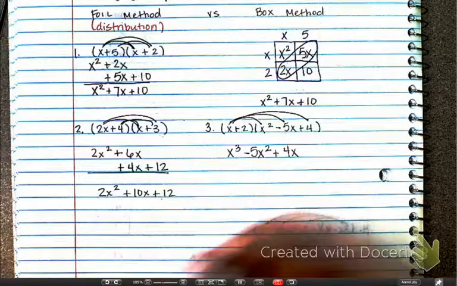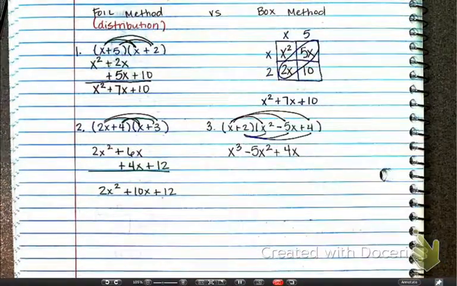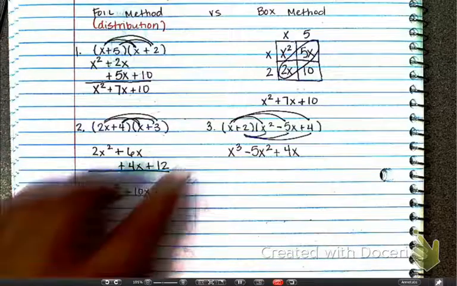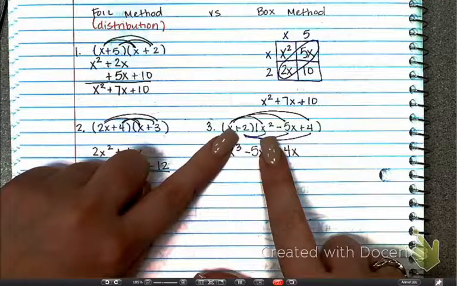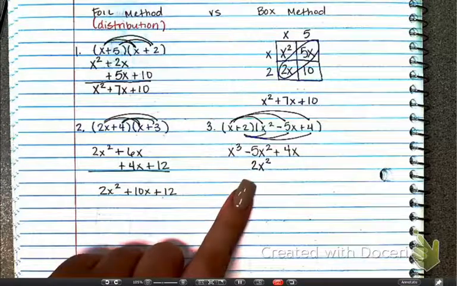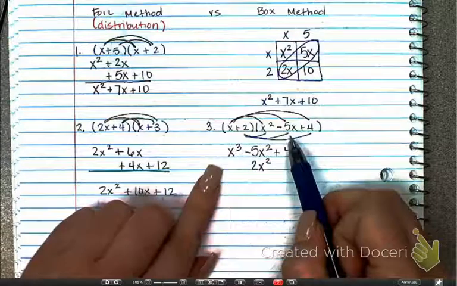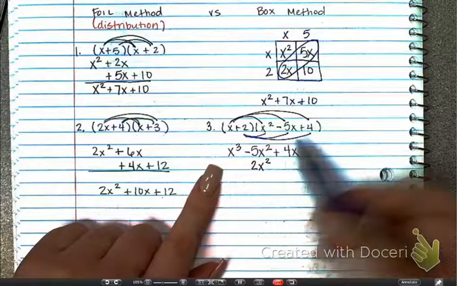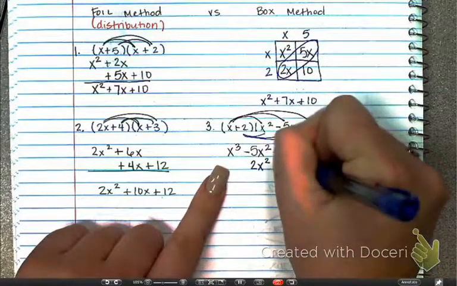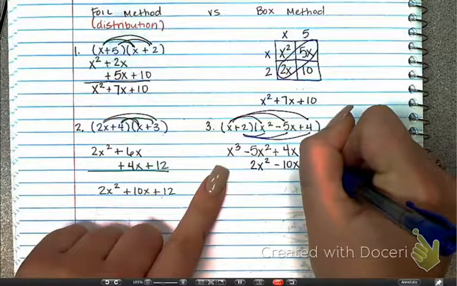I'm going to do the same thing with the 2 and multiply it by everything in the second set of parentheses. So 2 times x squared, 2x squared, and I'm going to stack it so that my like terms I can just add at the end. 2 times negative 5x, negative 10x, and 2 times 4, 8.